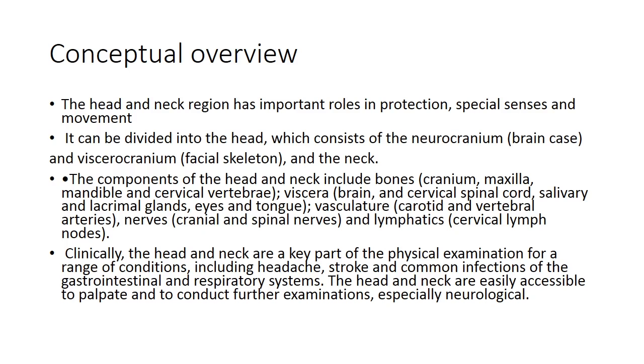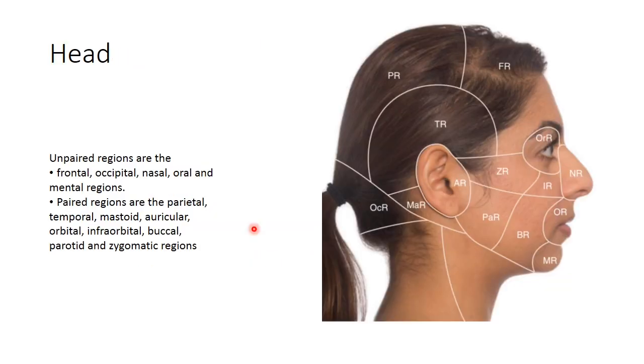So we all know that clinically the head and neck region is a key part of the physical examination of a range of medical conditions, right? The head and neck are easily accessible to palpate and conduct further examination, especially the neurological examination. So for this we divide the head region into areas. We have the unpaired regions and we have the paired regions.